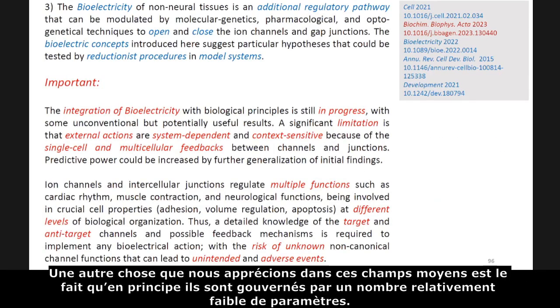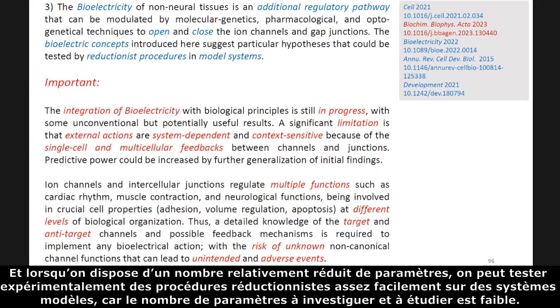Still another thing we like of these average fields is that in principle they are governed by a relatively small number of parameters, and when you have a small number of parameters experimentally, you can test reductionist procedures quite easily in model systems, because the number of parameters to be studied is small.